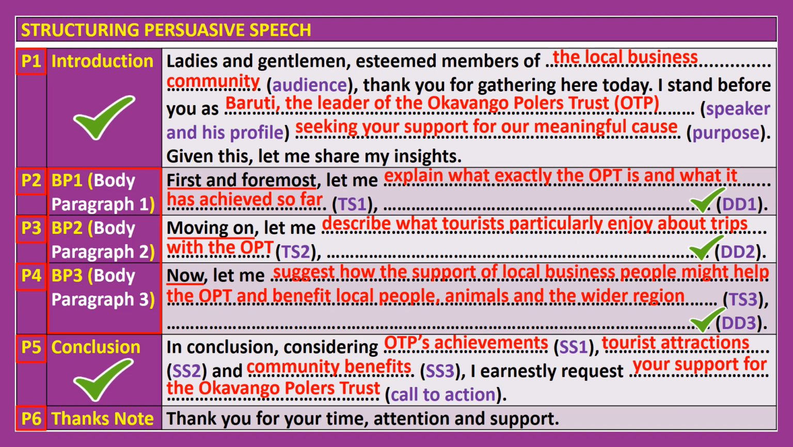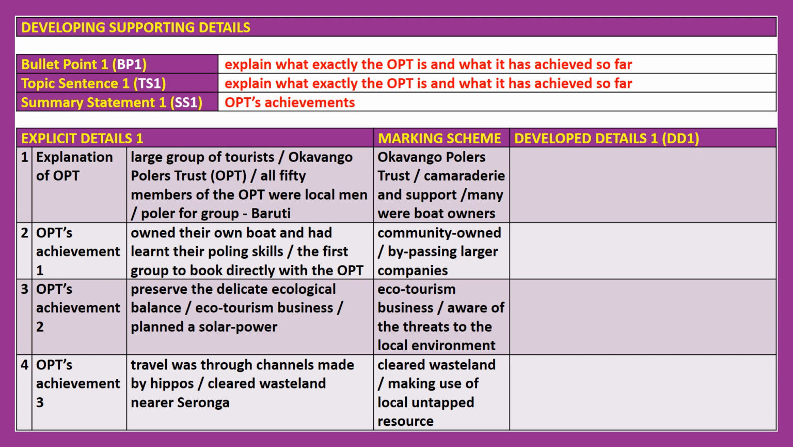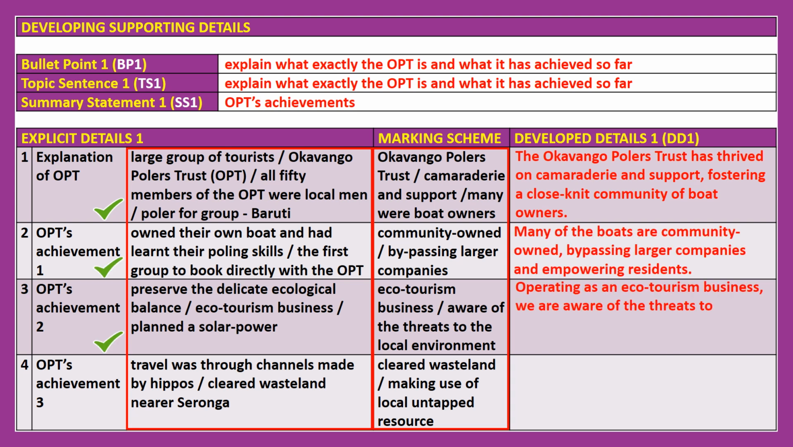This is how you develop your supporting details for the first bullet point. Think of a topic sentence based on the first bullet point. Create a summary statement as well. Ensure you collate explicit details that you have highlighted for the first bullet point and group together related ideas. Use clues from the explicit details and the marking scheme provided to develop details to be included in your body paragraph 1. As the first bullet point demands, first explain the OPT, then discuss its achievements: Achievement 1, Achievement 2, Achievement 3.